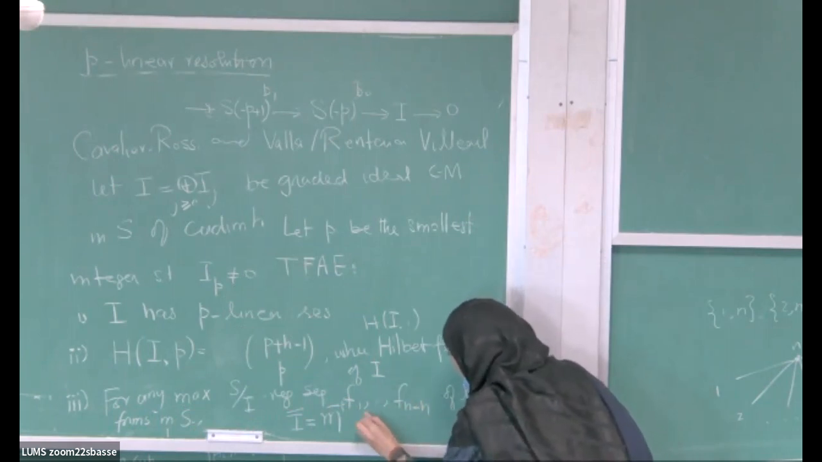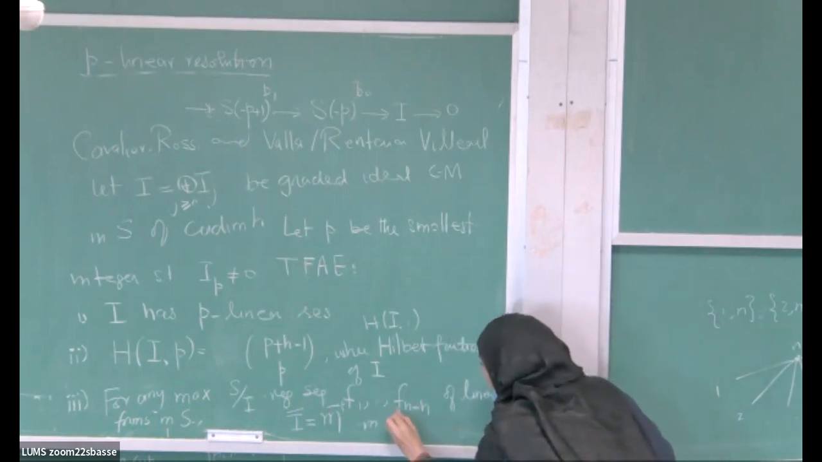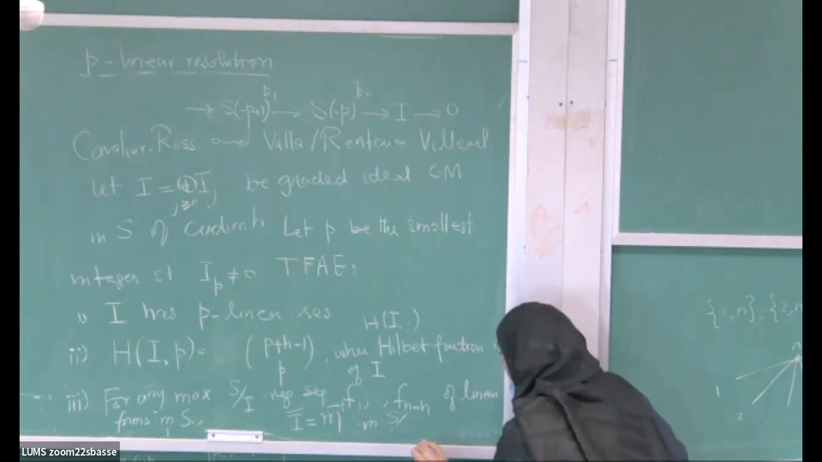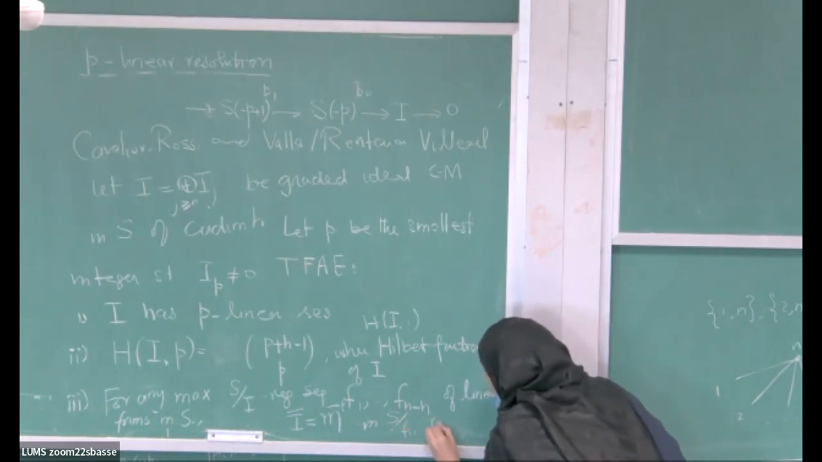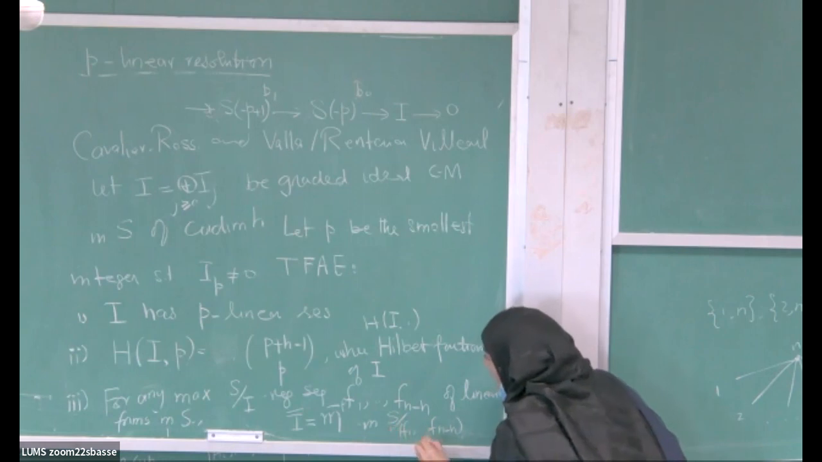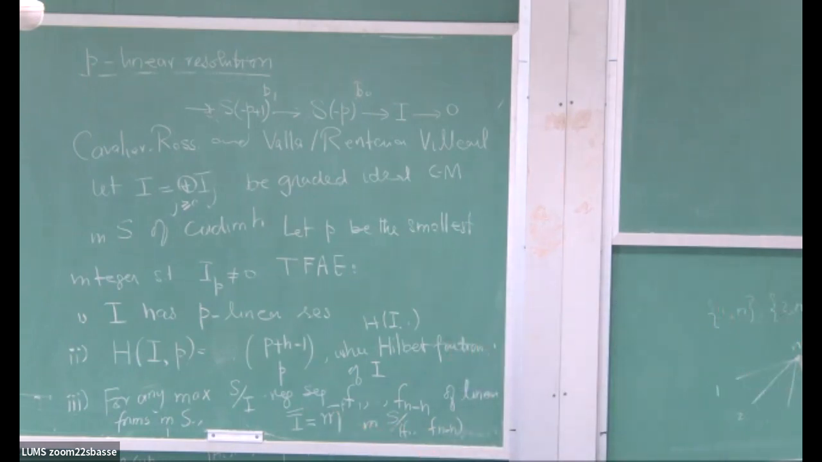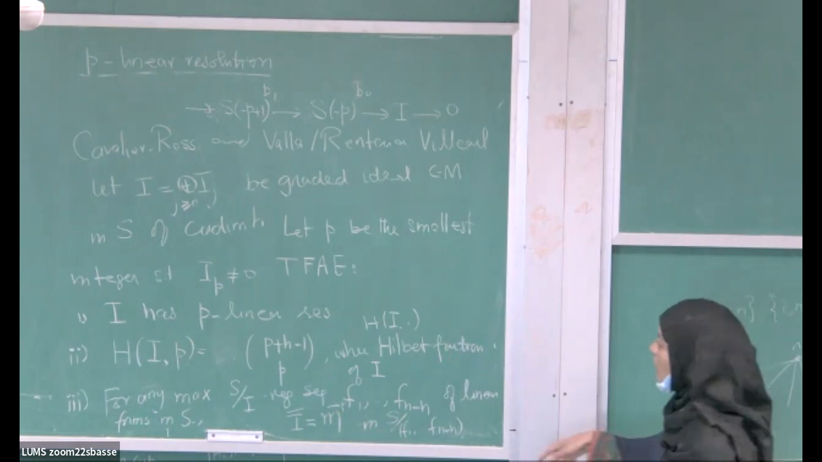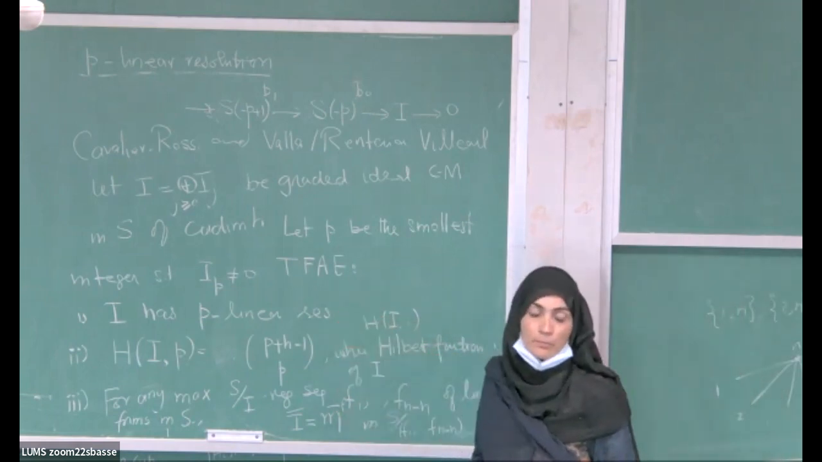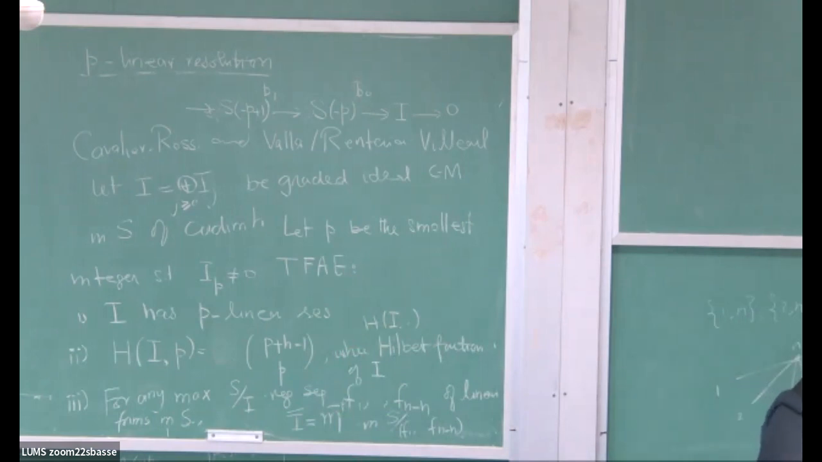So we are talking about they are equal in S over F1 in this quotient ring. This M is the maximal ideal in S, right? So if it satisfies one of the conditions, then we will say that it has P linear resolution, right? And now I will not take too much time. I will just translate this result in terms of my ideal.